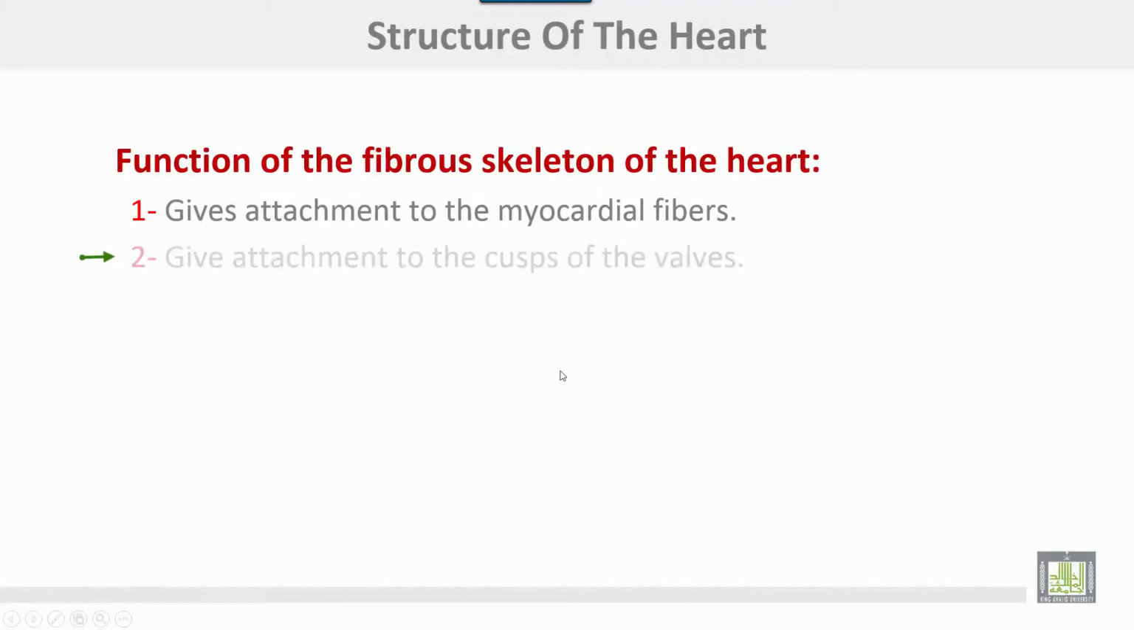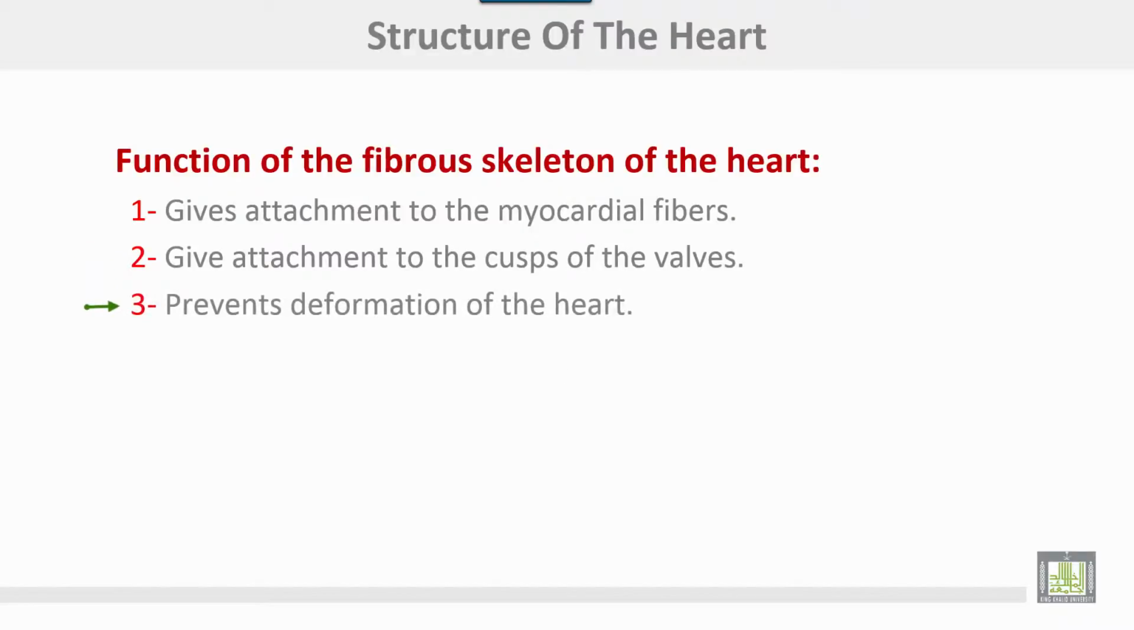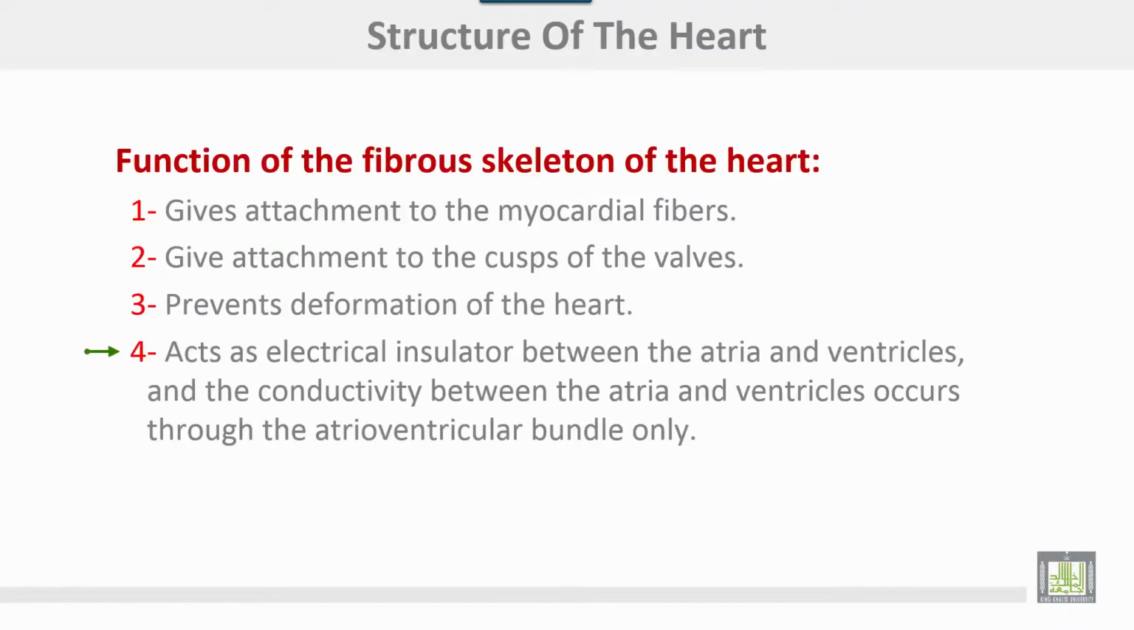The function of the fibrous skeleton of the heart: number one, it gives attachment to the myocardial fibers. Number two, it gives attachment to the cusps of the valves. Number three, it prevents deformation of the heart. Number four and last point, it acts as an electrical insulator between the atria and the ventricles, and the conductivity between atria and ventricles occurs through the atrioventricular bundle only.